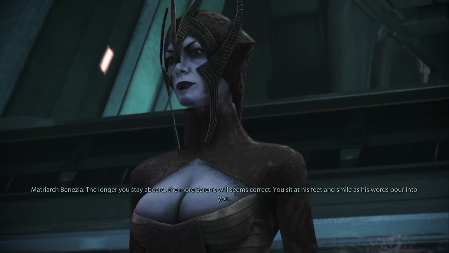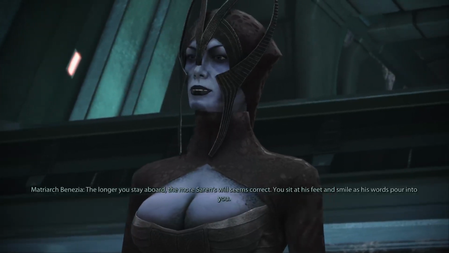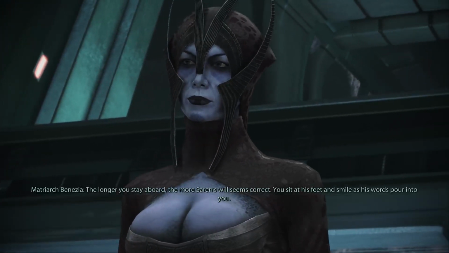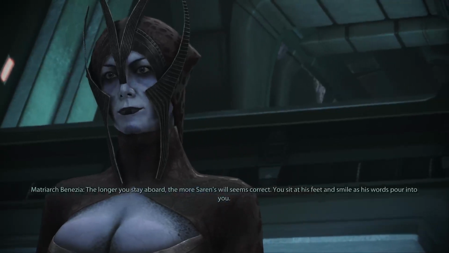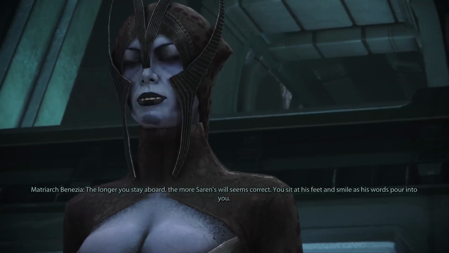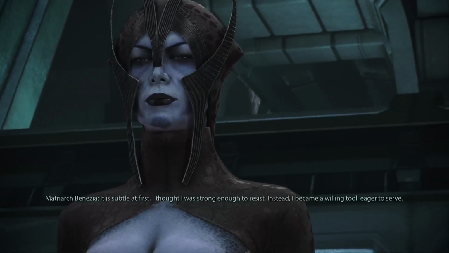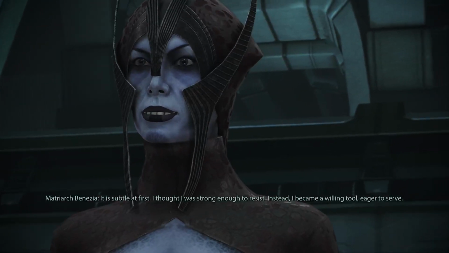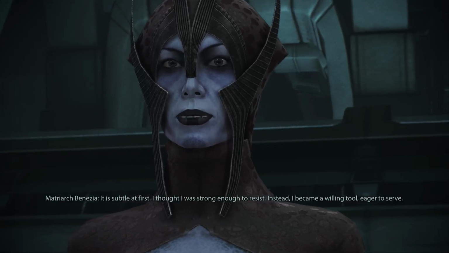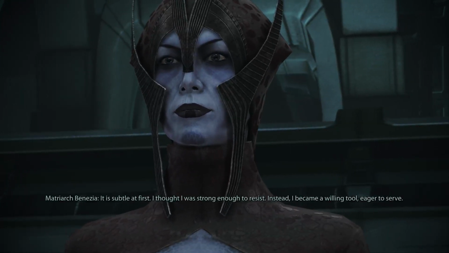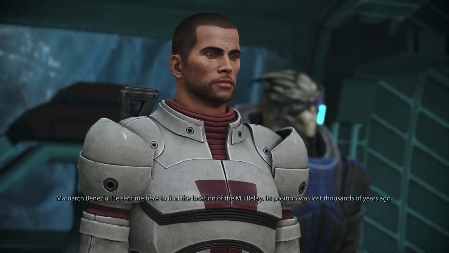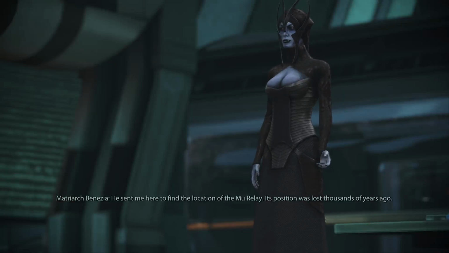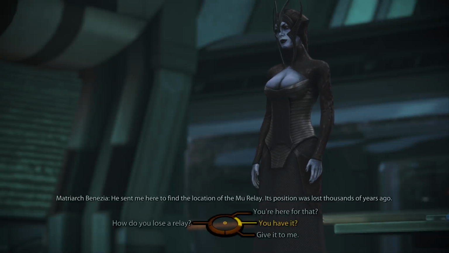The longer you stay aboard, the more Saren's will seems correct. You sit at his feet and smile as his words pour into you. It is subtle at first. I thought I was strong enough to resist. Instead, I became a willing tool, eager to serve. He sent me here to find the location of the Mu Relay. Its position was lost thousands of years ago.